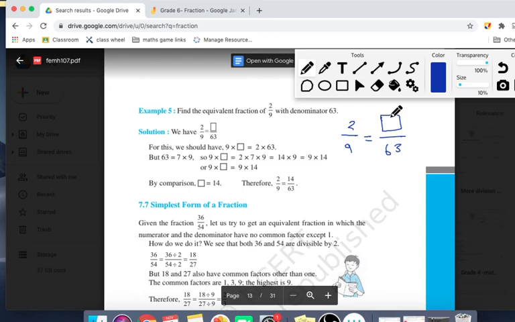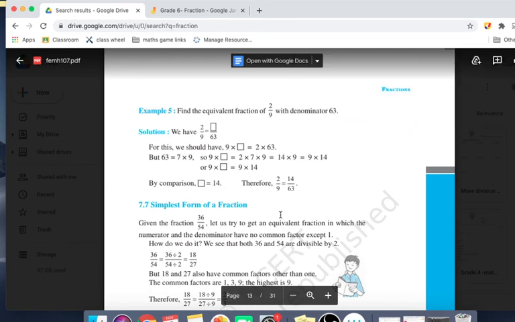Done. Let's check. In 9, what you have multiplied so that you are getting 63? We know that 63 is bigger than 9, which means we have multiplied something. We have multiplied by 7 so that we can get 63 as the answer. So here also we will multiply with 7 and your answer should be 14. Yes, we can see that the blank answer is 14. 14 is the right answer.